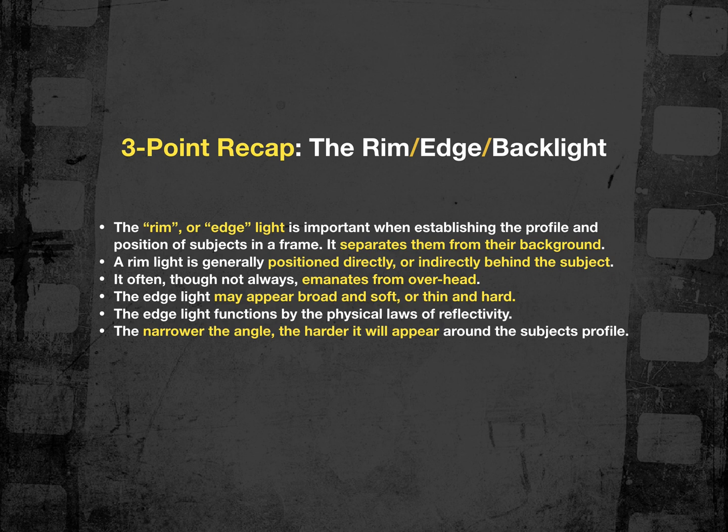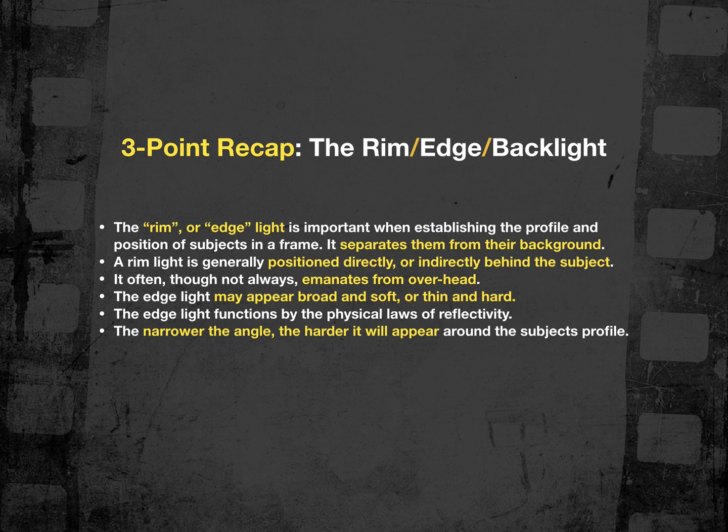So the recap is the rim or edge light is important when establishing the profile or positioning of the subjects in the frame against the background, so it separates them from the background. It's usually positioned directly behind them, but not always. It can be anywhere from 135 degrees off axis to the lens to directly behind and above the subject. Either way, it's mostly about providing separation, so however you want to achieve that is up to you.